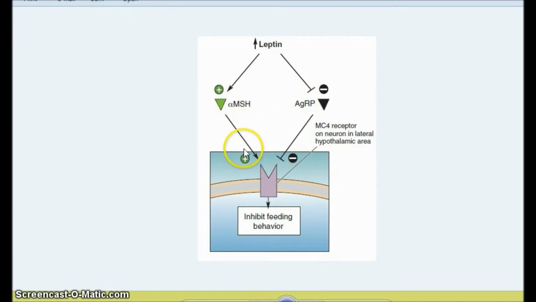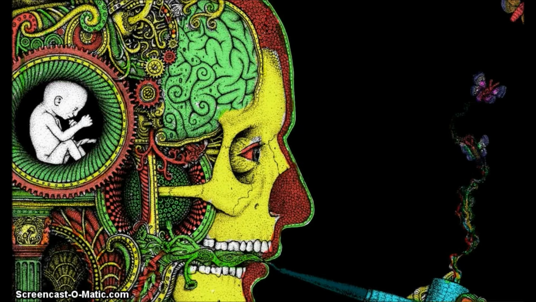If alpha MSH were to bind to this receptor and AGRP levels were to be high enough, it can also attach to the receptor and antagonize the actions of the alpha MSH molecule. So because of this, it allows for an opposite interaction between the leptin activity and the ghrelin activity. Right, so that's the main way that hunger is stimulated and satiety is also initiated.